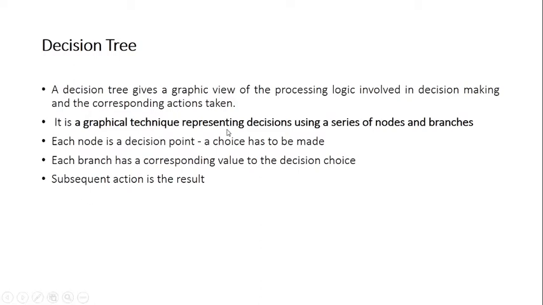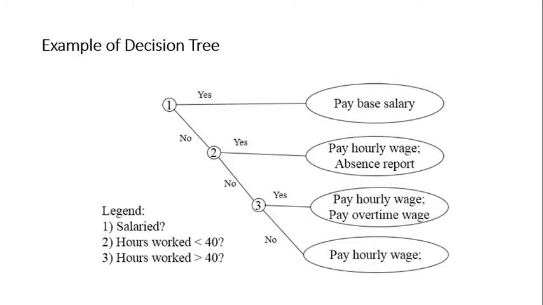It's a graphical technique representing the decision using a series of nodes and branches. So we know a tree is represented with the help of these two constructs: we have branches and we have nodes. Each node is a decision point where we have to make a choice, right? While each branch has a corresponding value to the decision choice, right? We'll see in the diagram. Now the subsequent action is a result. So three things are there: a node that represents the choices, a branch which represents the decision choice, and the action taken as a result. Let's assume an example here.